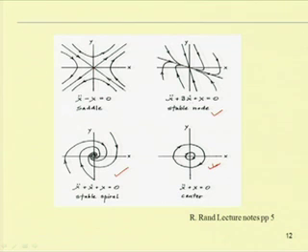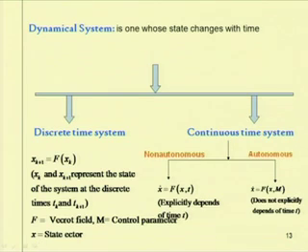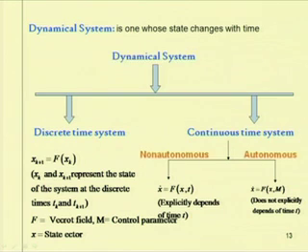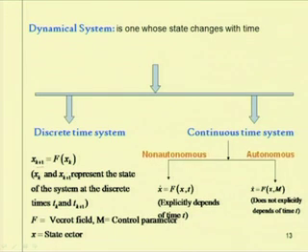This is the second order equation with a damping term. Here the damping factor is 3. One can find the solution and see this is a stable node. We have divided the dynamical system into discrete time system and continuous time system. In case of the discrete time system, we are finding the system response at the k plus 1th time as a function of the kth time, and in case of the continuous system, we are dividing this into autonomous and non-autonomous system.